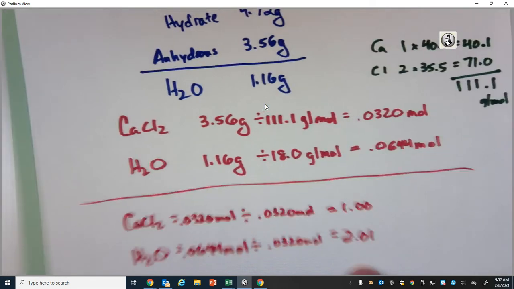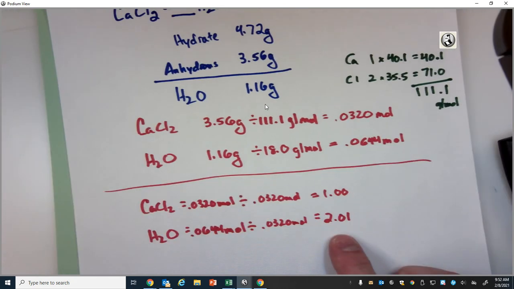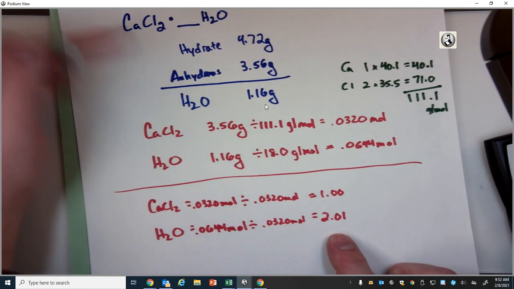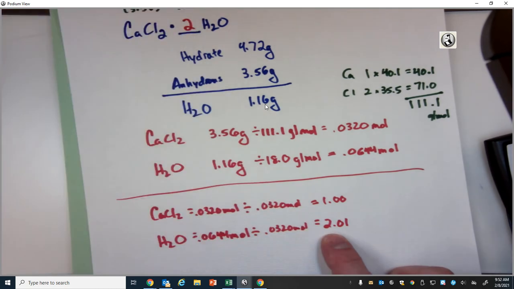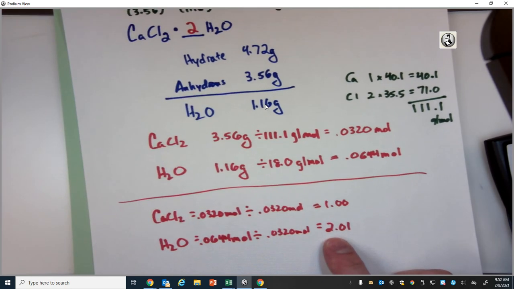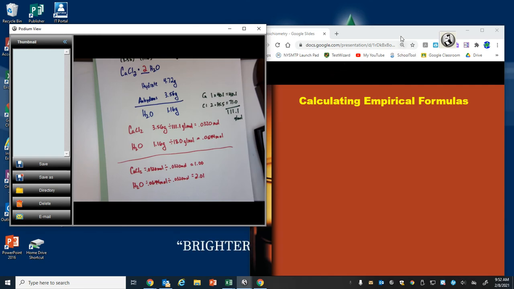So what that tells me in our original formula is that for every 1 particle of calcium chloride, you have 2 particles of water, or 2 molecules of water. So the calcium chloride dihydrate. It doesn't work out that they're always a 2. I just happen to pick problems where they're both a 2. I do apologize about that, or gave you data for that.